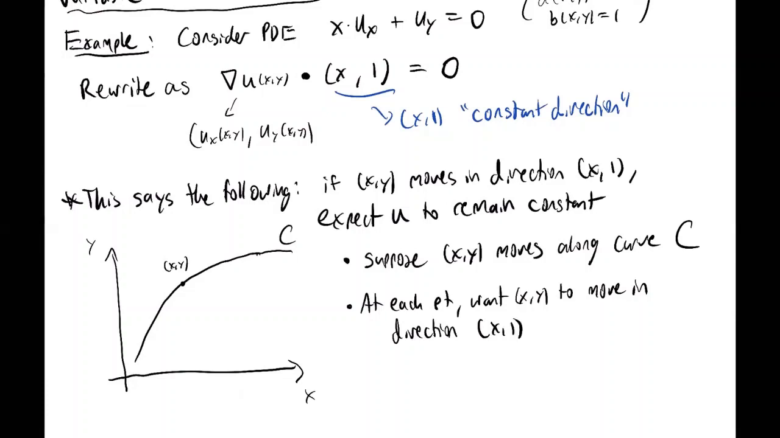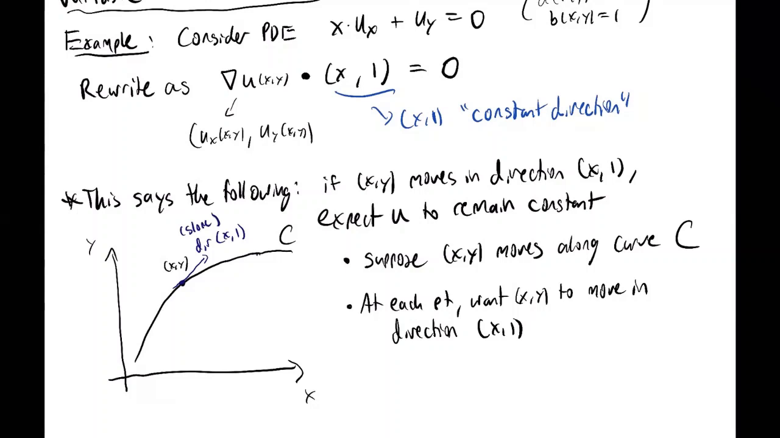Right. Well, what is the direction of movement? The direction of movement is the same thing as the velocity, if you ignore how fast it's moving. Remember, velocity also has a direction associated with it, and velocity is the same thing as the slope of the curve. So this is the direction, and we want the direction to be (x, 1). So this is the same thing as the slope.